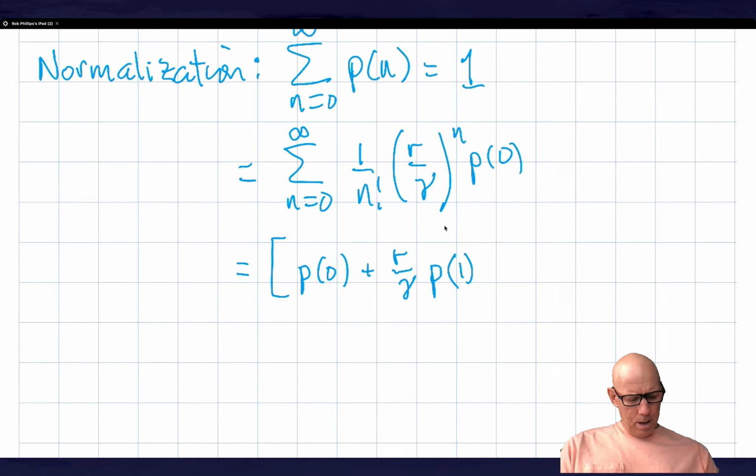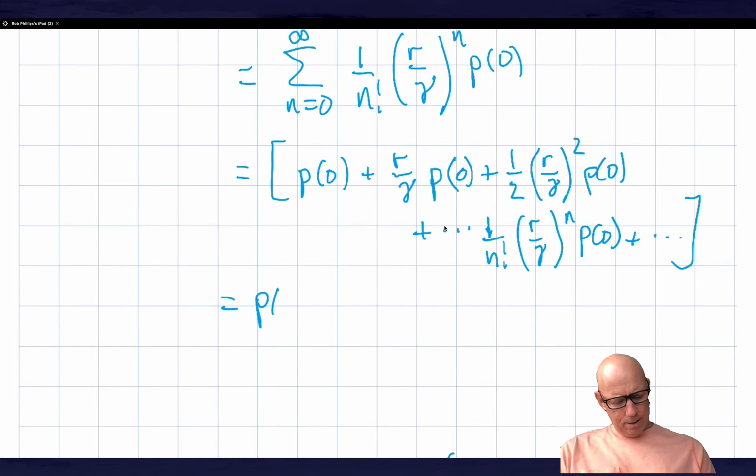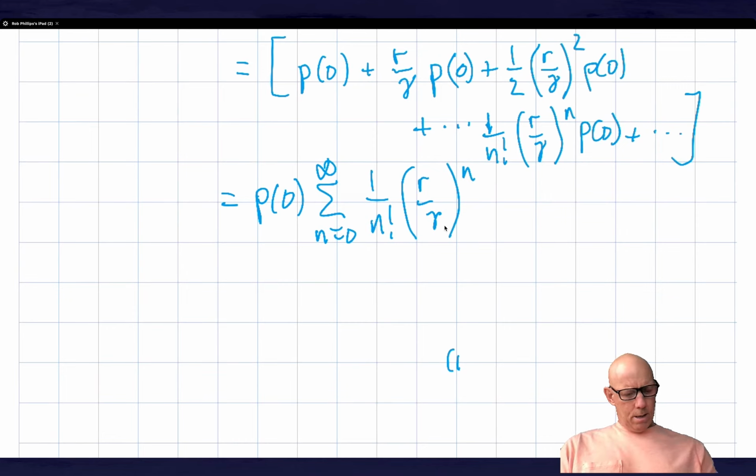So r over gamma p1 plus 1/2. Oh, sorry, that's p0 there. Plus 1/2 r over gamma squared, and p0 again. I just keep on going. 1 over n factorial r over gamma to the n power p0, and then just keep on going. And so this is the same as p0 times the sum from n equals 0 to infinity of 1 over n factorial r over gamma to the n power. And this whole thing has got to be equal to 1.